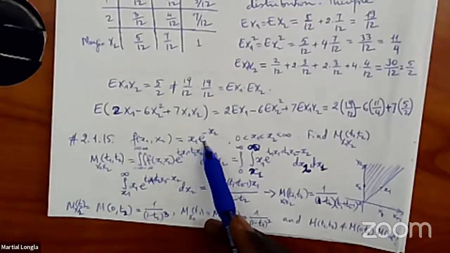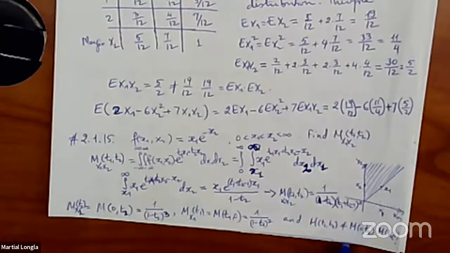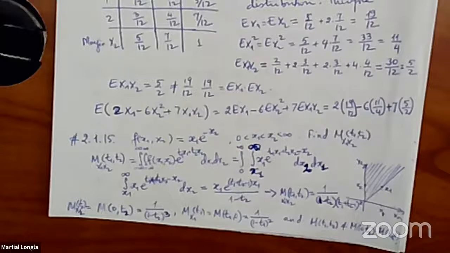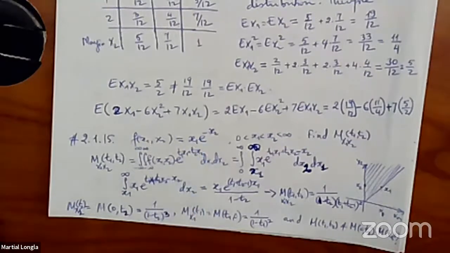And this is x1 times e to the negative x2. It's a product of a function of x1 and a function of x2. Why are they not independent? And I claim they are not independent because this product is not equal to that. We had a theorem like that: if they're independent, the moment generating function is the product of the moment generating functions. But here, it's not. But initially, the joint probability distribution function is the product of a function of x1 and a function of x2. Why are the random variables not independent?